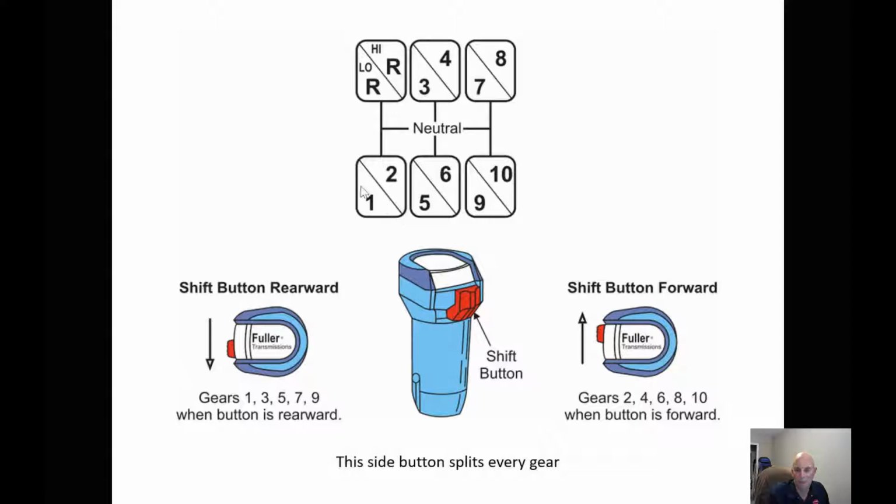Now we don't need to split every single gear. We can go 1, 3, 5, 7, and 9, or 2, 4, 6, 8, 10. It all depends on how heavy the load is that we're trying to move. So if we're totally empty, we don't need to go to every gear. We can actually skip a gear.